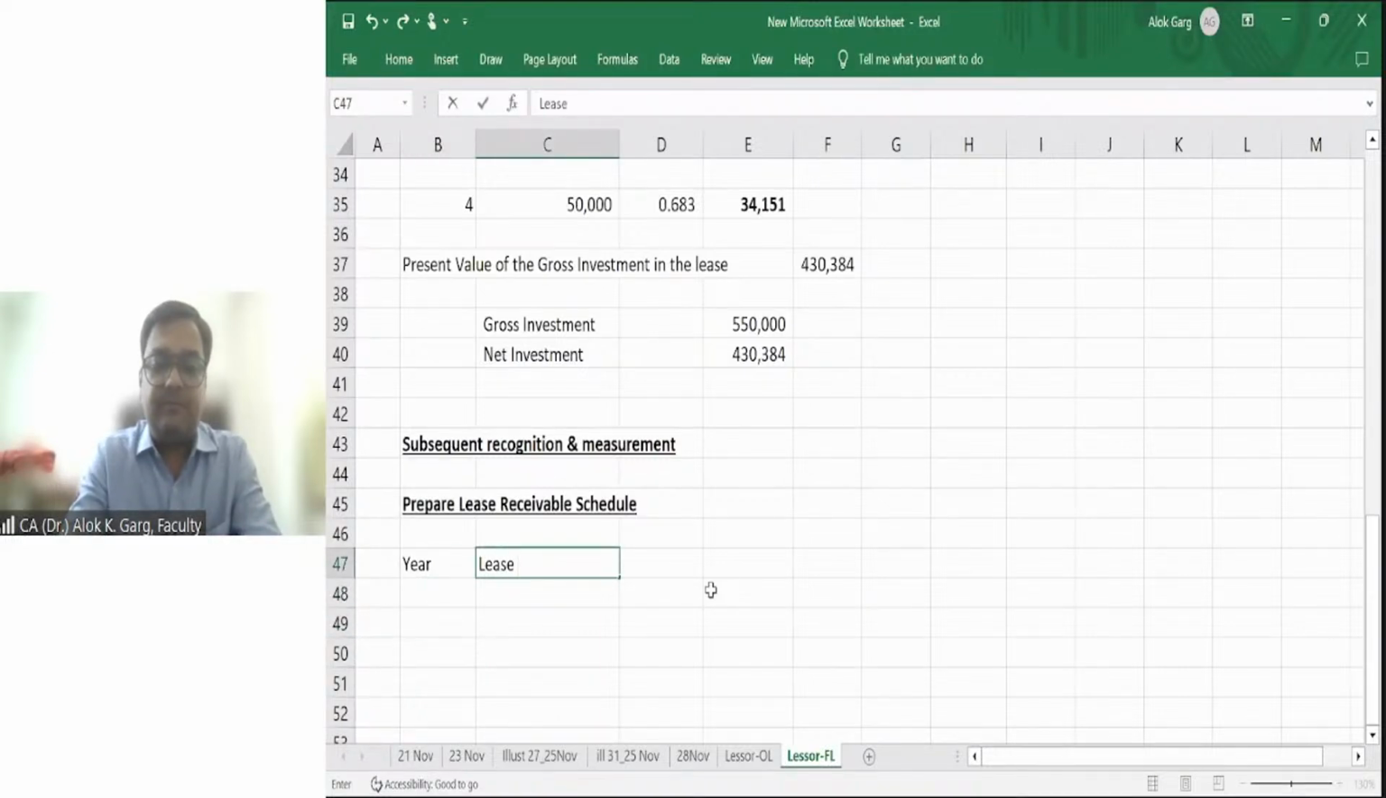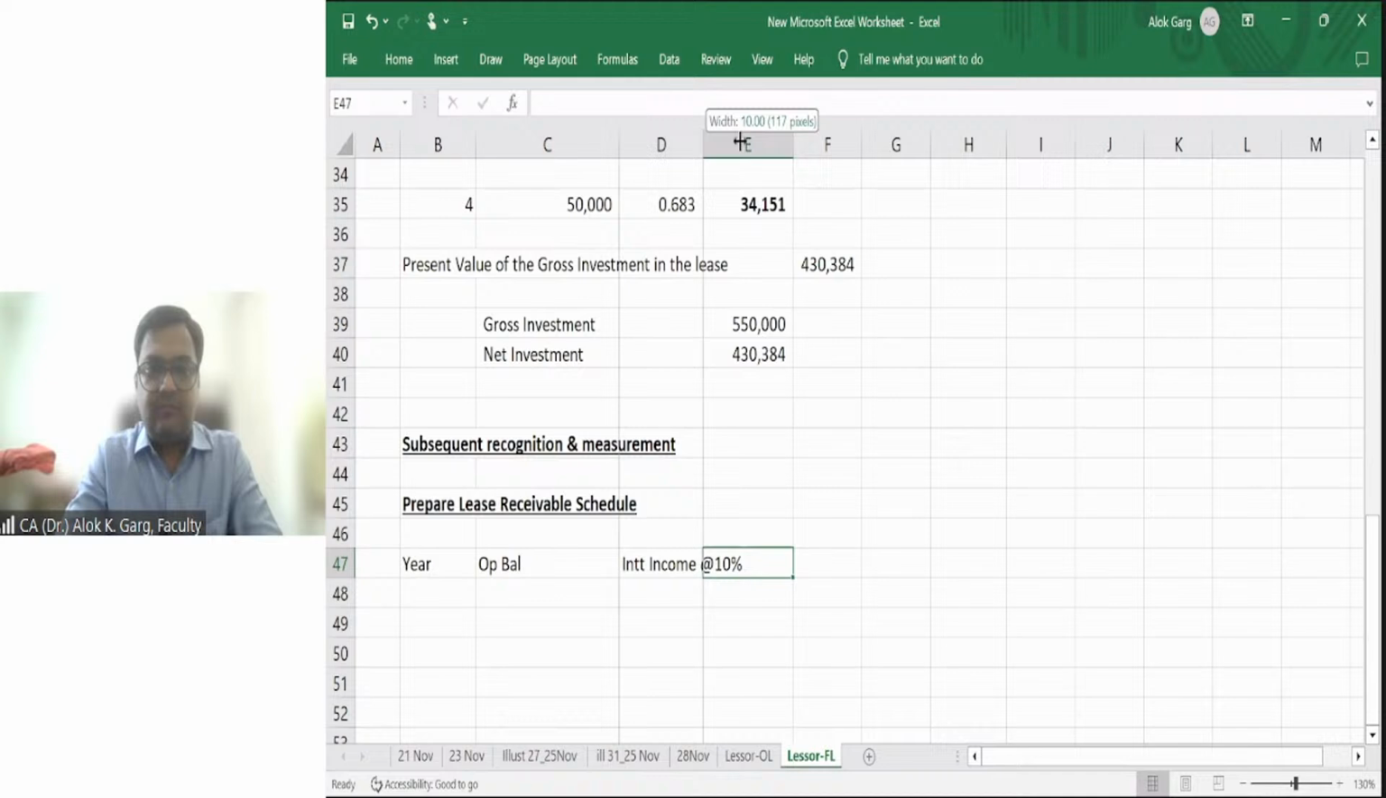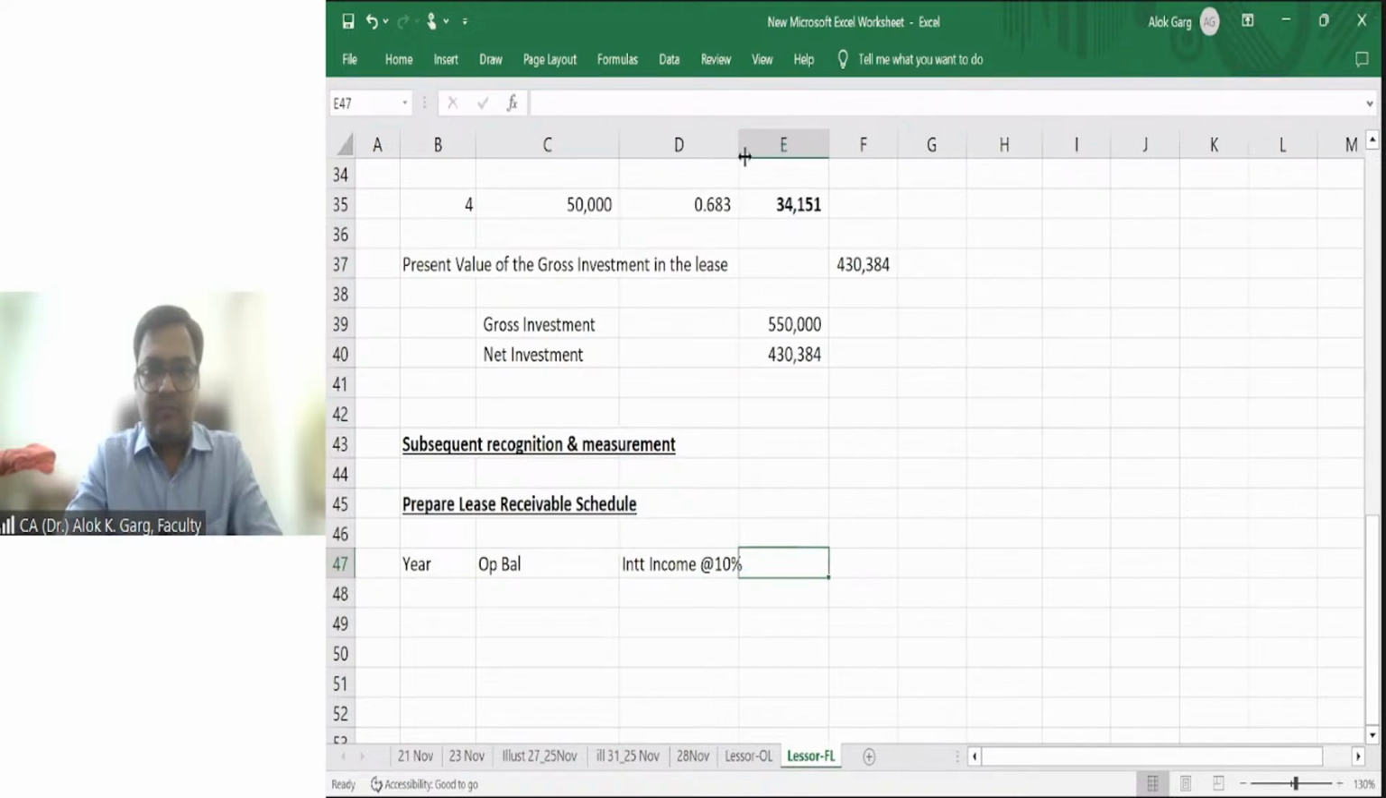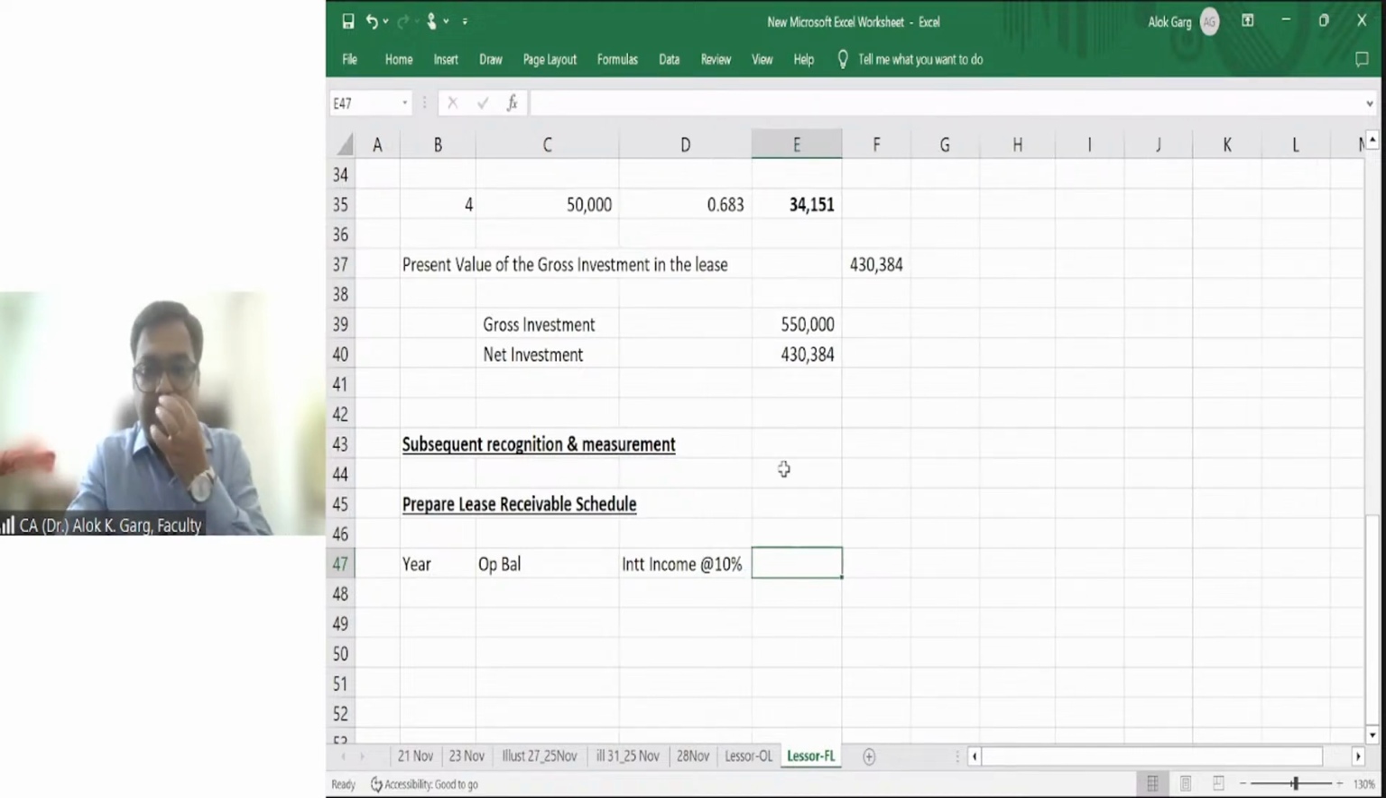Lease payment, right? Interest income. In the lease liability, there was an interest cost. Here it is interest income at the rate of 10%. Sorry, here first of all it is the opening balance. Then there is interest income, right? Then there is a payment, meaning receipt, lease payment. Here payment means receipt. The word is payment, like when you say bring the payment, it means there is cash. Okay. Closing balance.